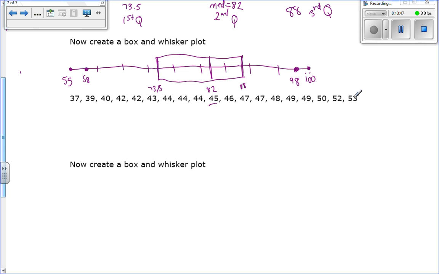So I have 1, 2, 3, 4, 5, 6, 7, 8, 9, 10. Let's see if we match up. 1, 2, 3, 4, 5, 6, 7, 8, 9, 10. Alright, that's a good thing. This is my second quartile.